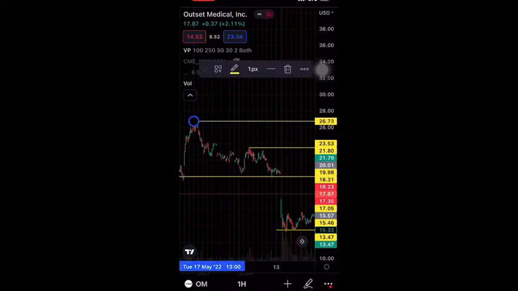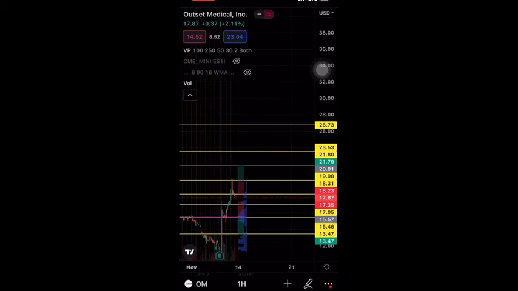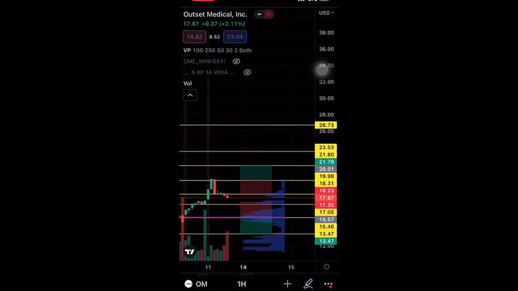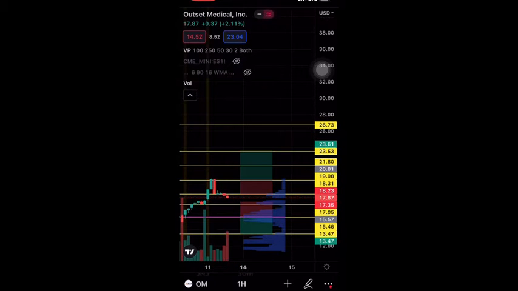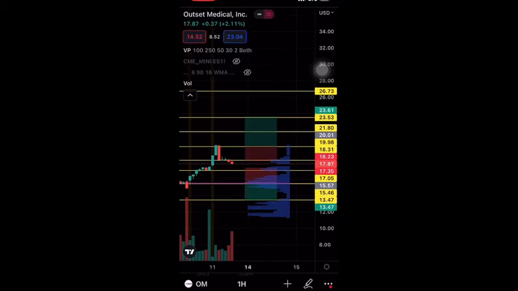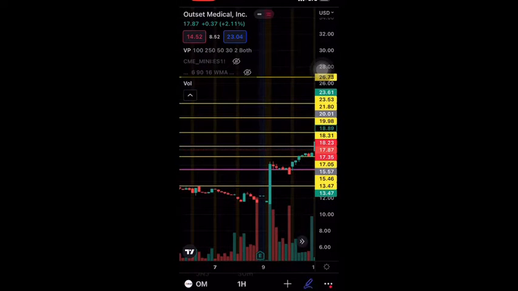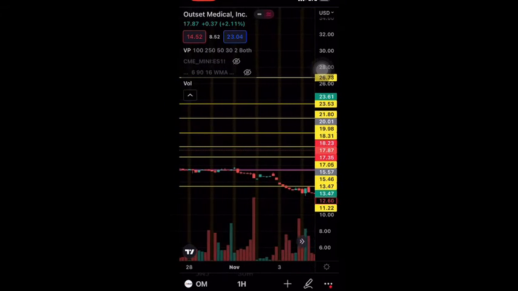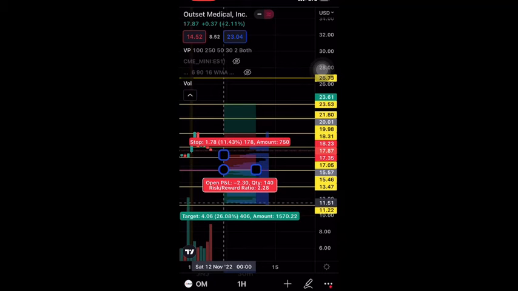Right there. Okay, so you want to do the entry as the first resistance to be broken to the upside or to the downside, and the price target the next levels above or the next levels below. Okay, so let me see here. Yeah, yep, we can use that one. So let me adjust this here, and there we go.